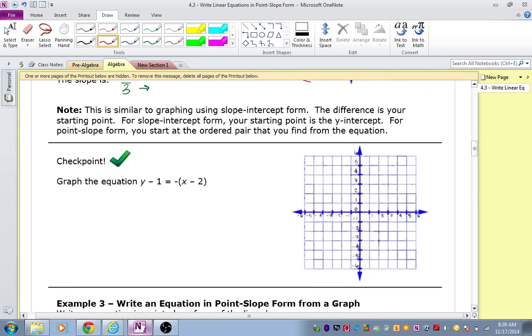Next, you'll find another checkpoint, so please pause the video and try it. And when you're ready, hit play again.